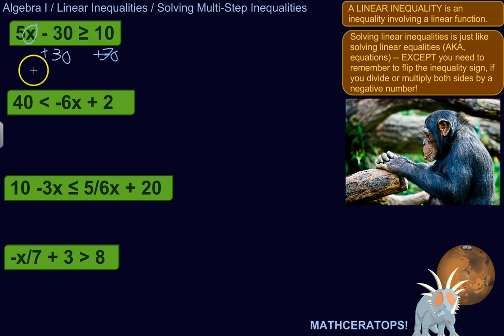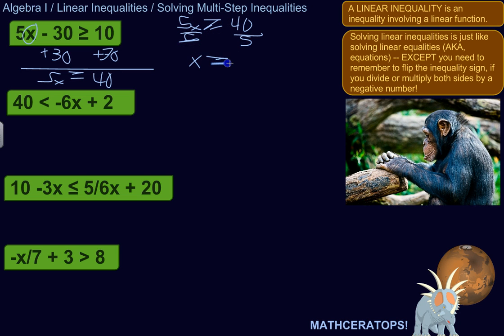So these guys are gone. All that's left on this side is 5x. So we've got 5x is greater than or equal to, so 10 plus 30 is 40. Now x is being multiplied by 5, so I want to get x by itself. Let me rewrite this up here. So I need to divide this side of the equation by 5, so that all I'll have left is x. I'm going to divide the other side by 5 as well, so that the inequality remains true. So I've got x is greater than or equal to 40 divided by 5, which is 8.